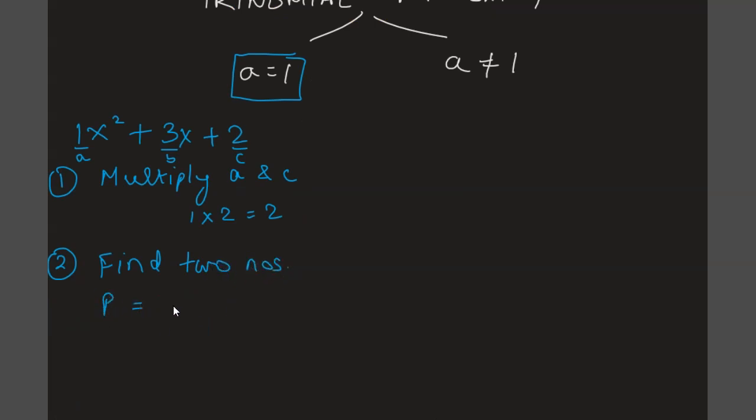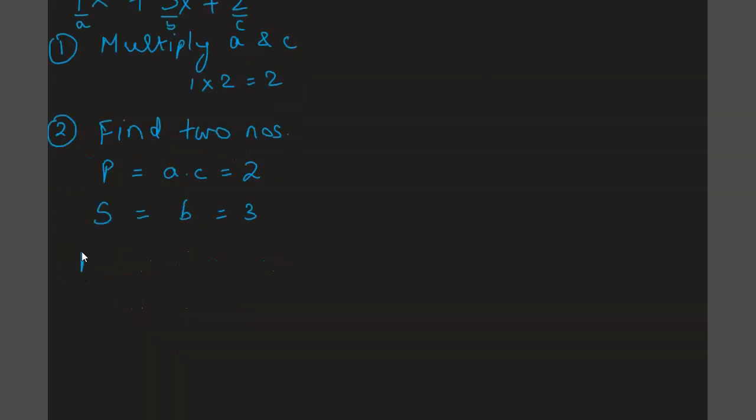that give me a product of AC, and in this particular case my product of AC is 2, and a sum of B. In this case my B is 3. So I need a product of 2 and I need a sum of 3. And the two numbers that give me a product of 2 are 2 and 1. When I multiply these two numbers, I get 2. When I add these same two numbers, I get 3. So I'm getting a sum of 3 and a product of 2. So the two numbers that I need to use are 2 and 1.